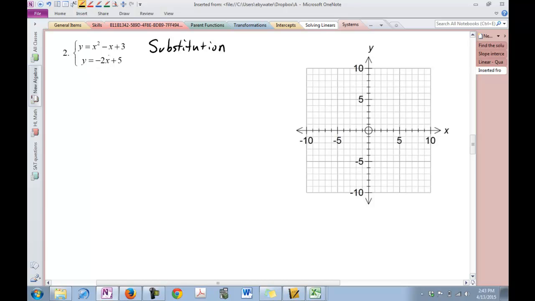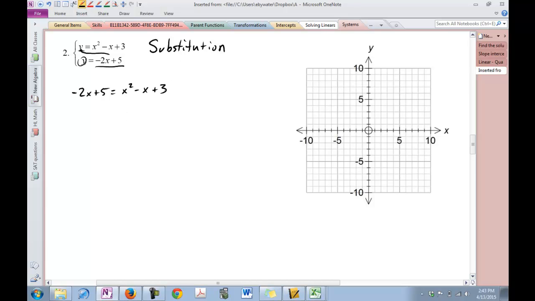The first thing we've got to do is isolate a variable. Oh, Mr. Bywater, I got y all by itself. Very good, Mr. Bywater. So y is all by itself. You don't have to do any more work for isolating the variable. Once you isolate the variable, you just take that and put it into the other equation, which is going to work out pretty nicely. So I'm going to take the negative 2x plus 5 and substitute it for the y, because that's what y is. And so I'm going to have negative 2x plus 5 equals x squared minus x plus 3.